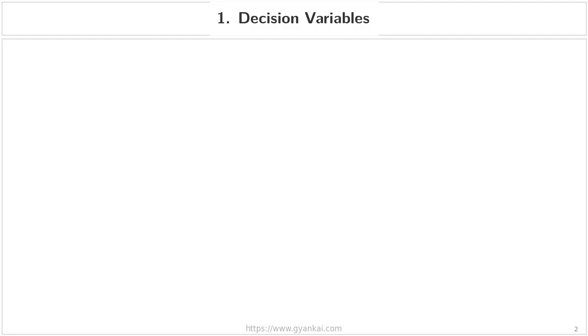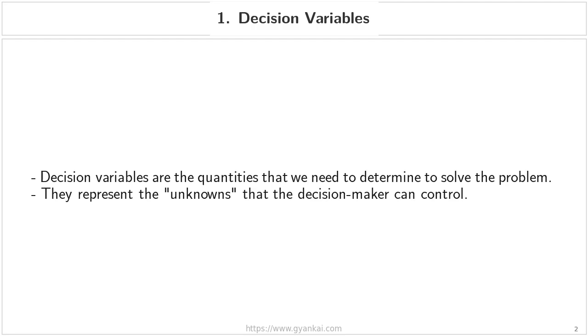1. Decision variables. Now that we've established how business scenarios can be turned into mathematical models, let's dive into our first key term, decision variables. Think of decision variables as the heart of the problem. They are the specific quantities that we are trying to find or determine in order to reach our goal. If you are the manager or the decision maker in a scenario, these are the unknowns that are actually within your control. You get to decide their values to achieve the best possible outcome.